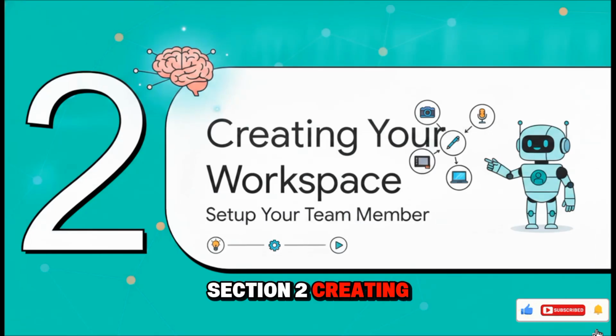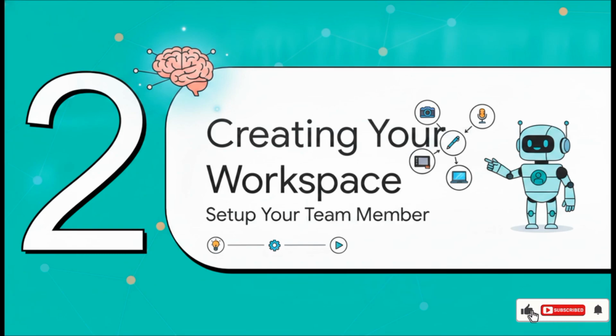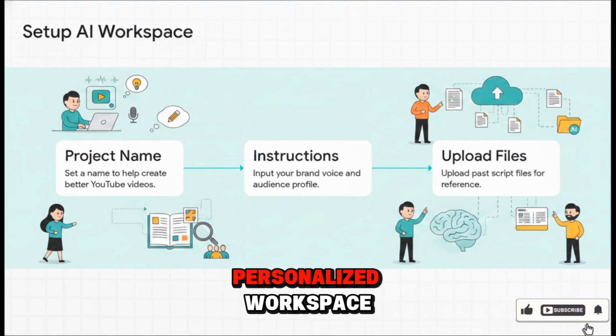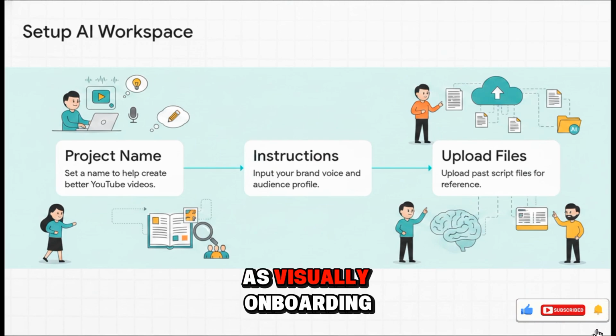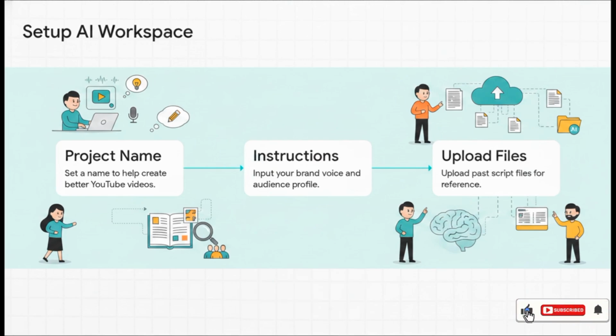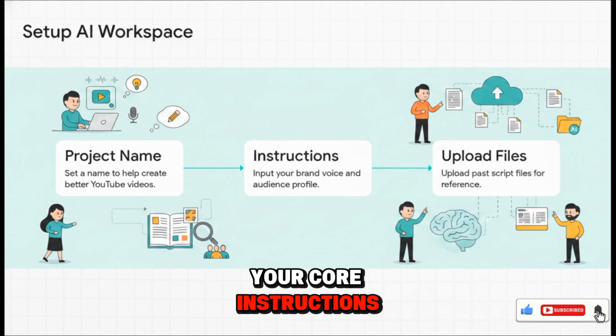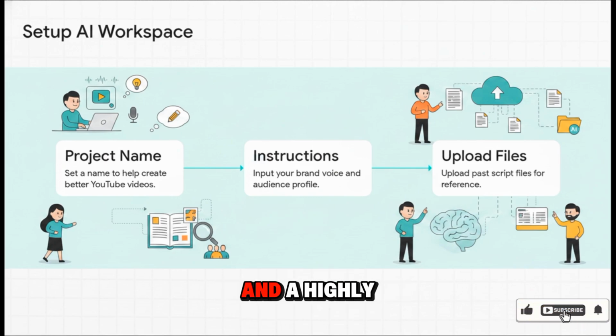Section 2, creating your AI workspace. Let's look at how we actually build this out into a real, actionable solution. Setting up this personalized workspace really just involves 3 precise, super easy steps. Honestly, think of it as visually onboarding a brand new employee. Step 1, set the project name. Step 2, input your core instructions. This is where you drop in your brand voice and a highly detailed audience profile. Step 3, upload past script files for reference.